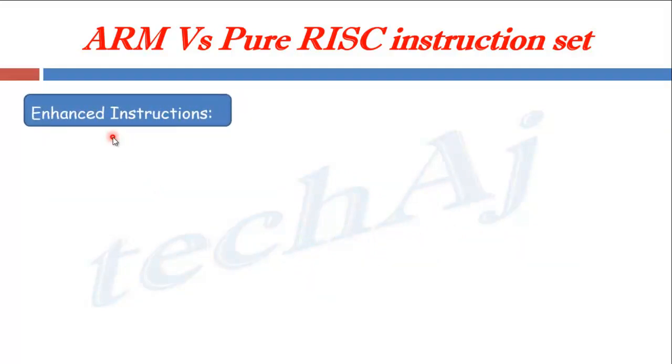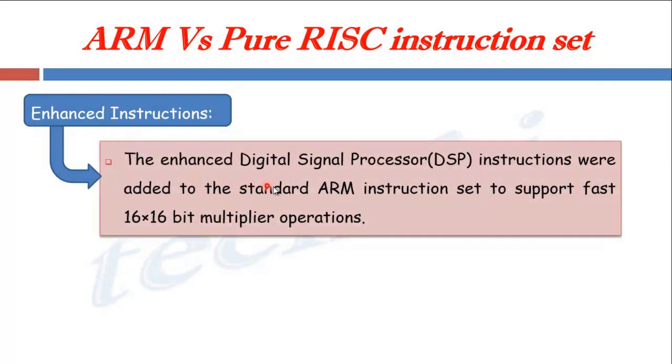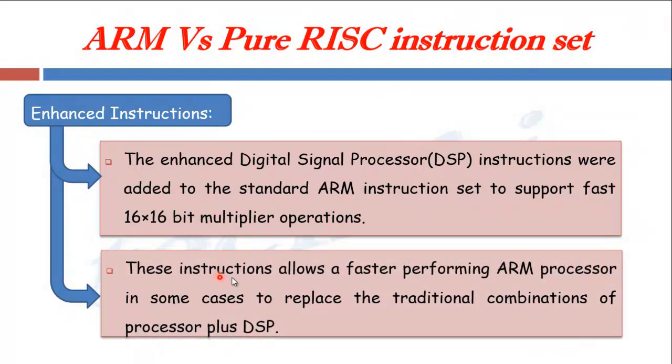Enhanced instructions. The enhanced digital signal processor instructions were added to the standard ARM instruction set to support fast 16 by 16-bit multiplier operations. These instructions allow a faster performing ARM processor in some cases to replace the traditional combination of processor plus DSP.